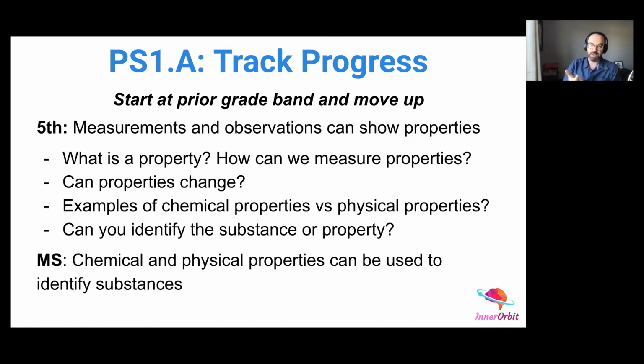You can have do nows or exit slips. I'm a huge fan of exit slips and small formative assessments that can be used to assess student progress as you move through.